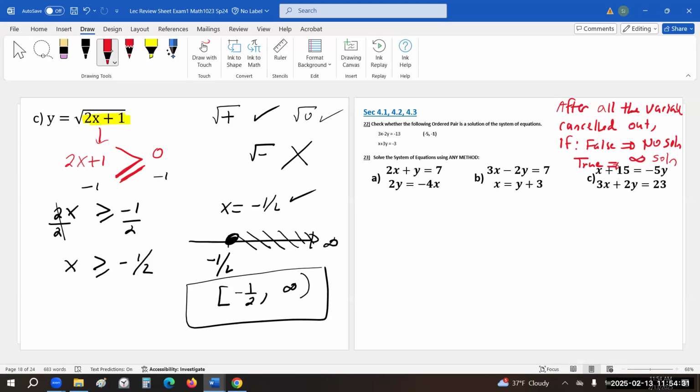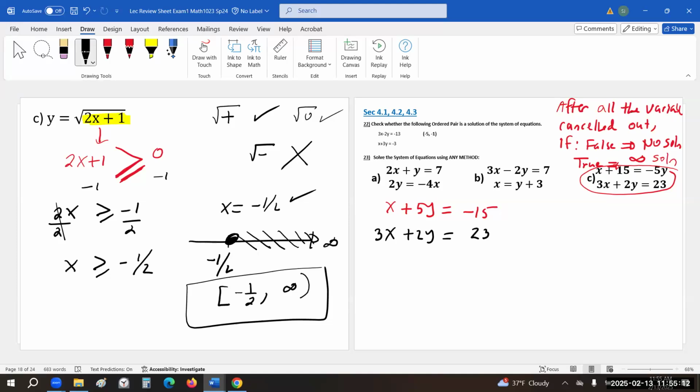Let me do one with elimination. In order to use elimination, you have to align your variables. We have x on the top, but we don't have y next to that. So we bring the y, it becomes positive 5y. And the 15 is extra, so we bring it to the other side, it becomes negative 15. In the second equation, we have 3x plus 2y equals 23.